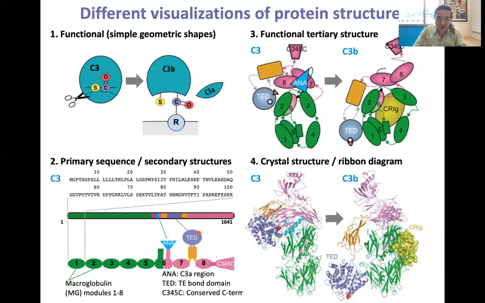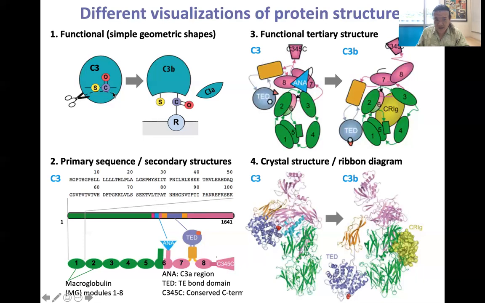So in the upper left-hand corner here is a very reduced, functional, simple geometric shape representing C3, right? That's the blue oval. And we said that within the structure of this blue oval, there are these side chains of amino acids that present the possibility of forming a thioester bond.